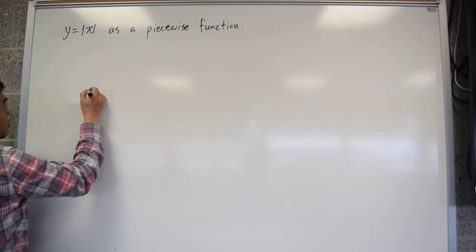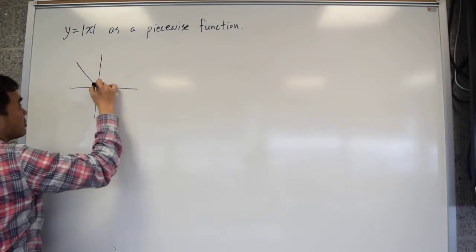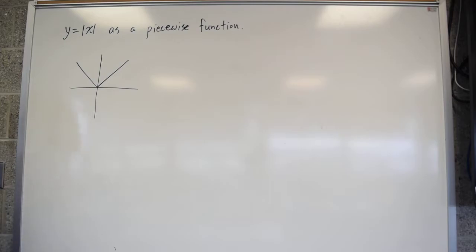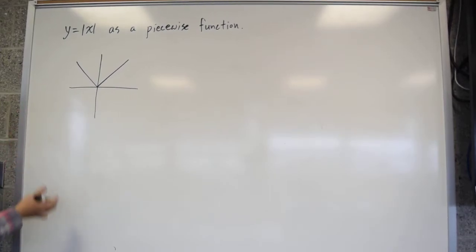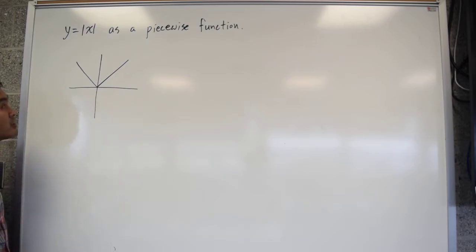y equals the absolute value of x was one of the graphs that you have to memorize. It's this. You can get this graph by carefully plugging in values and plotting, and you get this V-shaped thing.